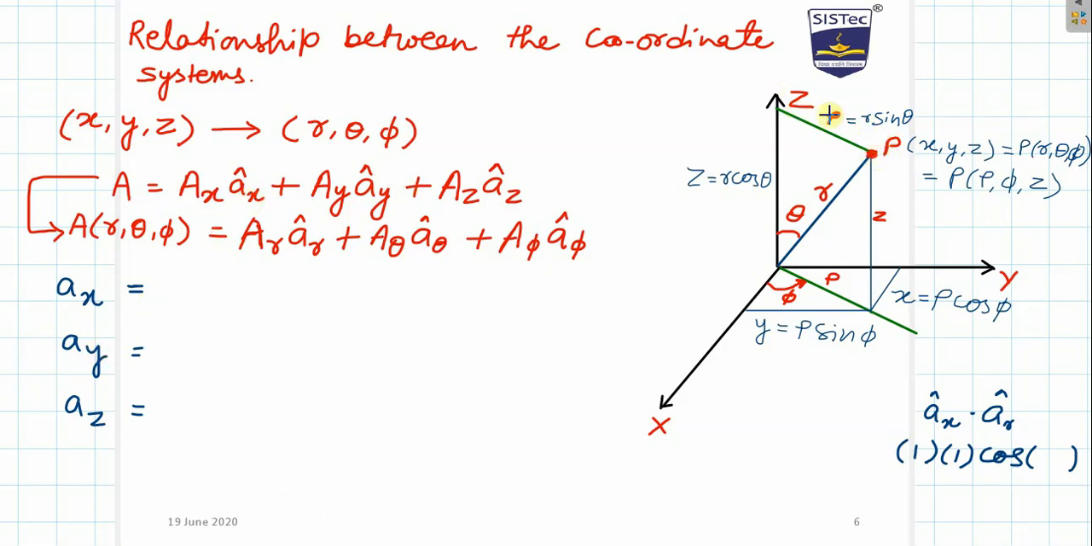The AR vector will be acting along this direction. This will be the direction of this AR vector. R is proceeding in this direction, so the direction of AR will be this. So this is your AR direction, and along this you have the AX direction.